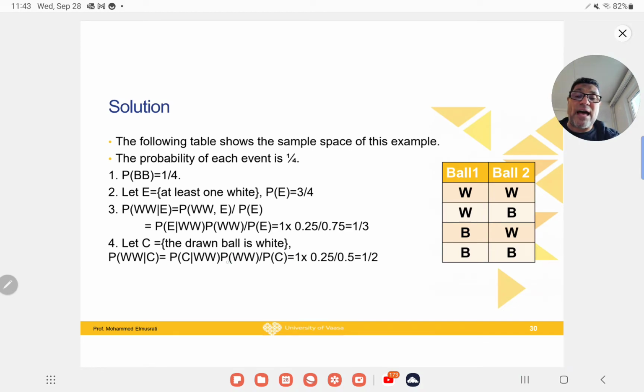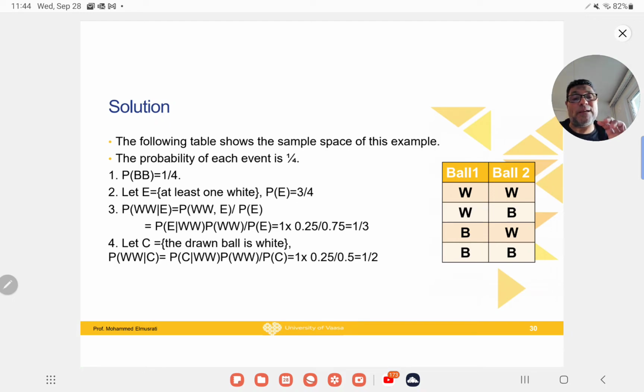And here, the probability of being WW, we already calculated. It is 1 over 4, it is 0.25. And the probability that you will draw a white ball, it will be 0.5. So the result will be 0.5. So here is the result. So the probability that if you draw one ball and it was white, the probability that the other ball can be white or black with the same probability, so it will be 0.5.